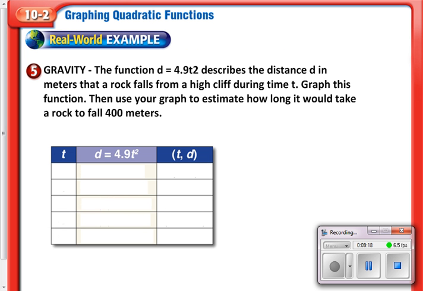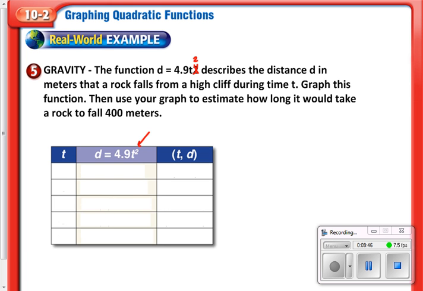Realistic example: it says gravity, the function d equals 4.9 t squared. Describes the distance d, in meters, that a rock falls from a high cliff during t time. Graph this function, then use your graph to estimate how long it would take a rock to fall 400 meters. You get to come up with the values of t for time. That's what you're substituting into this equation.